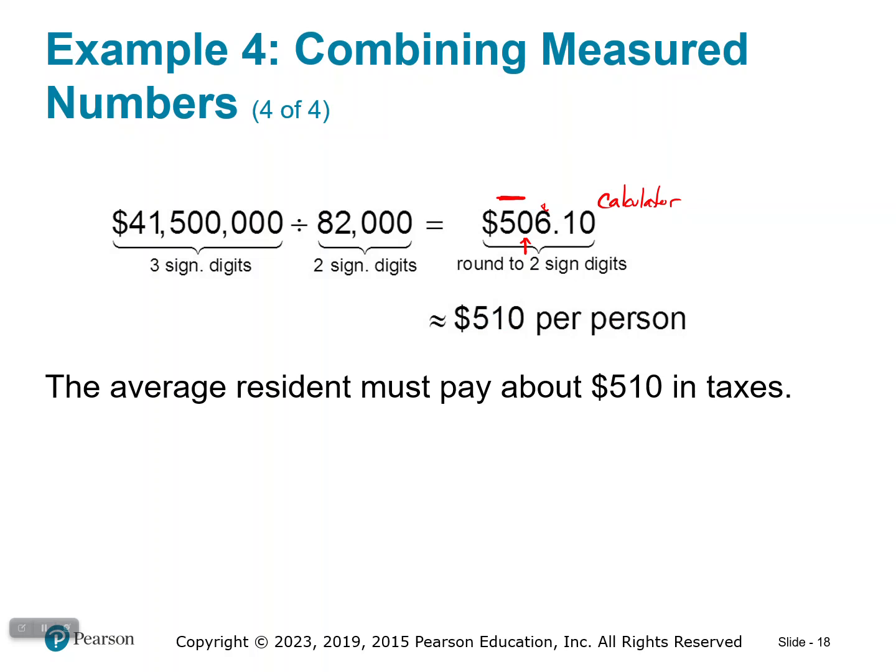This is when we say about, right? Precisely, it's $506.10. But it's about $510. All right, that's it.